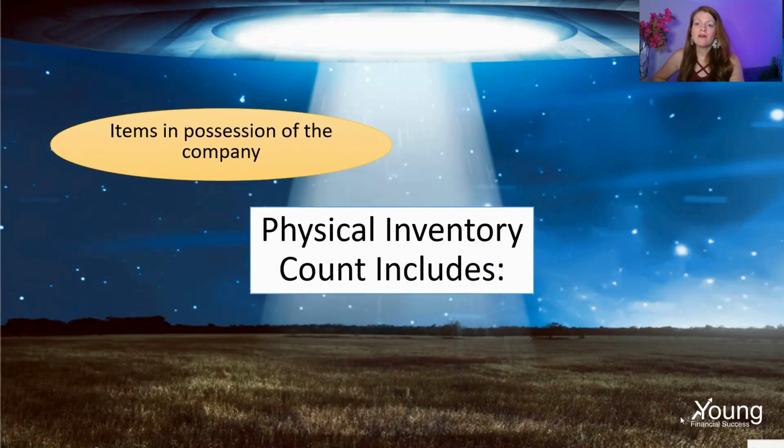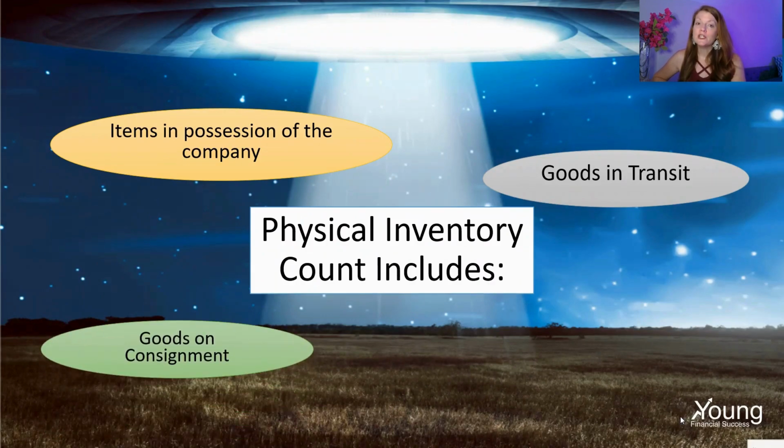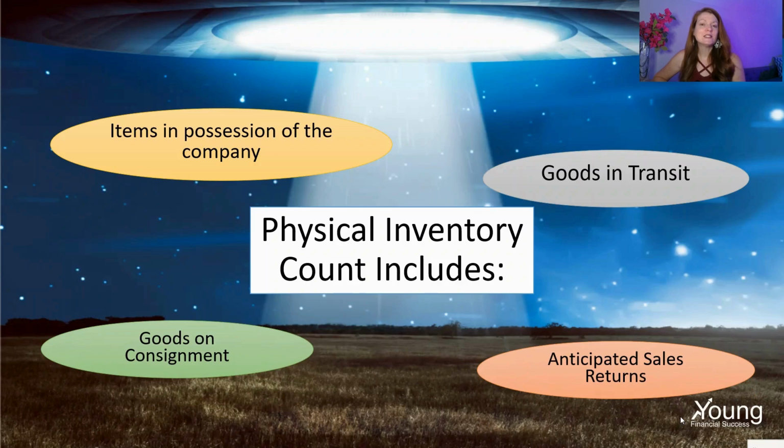So first of all, we have items in possession of the company. So they have maybe their warehouse or their back room that has the inventory in it. Also the things that are on display for customers to purchase. Those would all count as inventory, of course. Then we also have goods in transit, and we are going to dig into each of these things that I'm going to talk about here further in just a minute. So goods in transit, goods on consignment have to be considered in inventory, and anticipated sales returns. So that's going to be our focus in this video, is to talk about each of those to start out with.